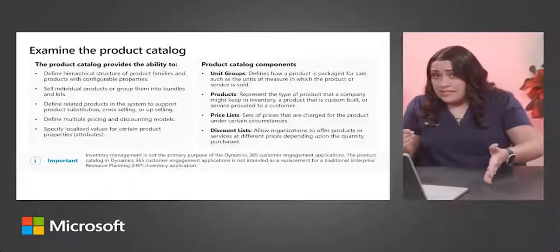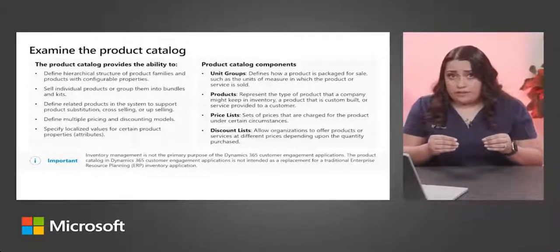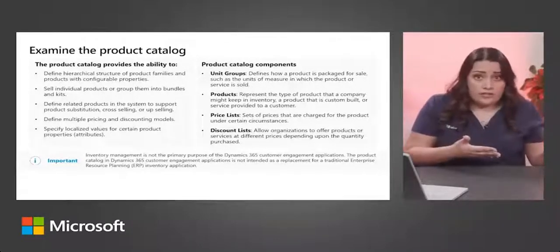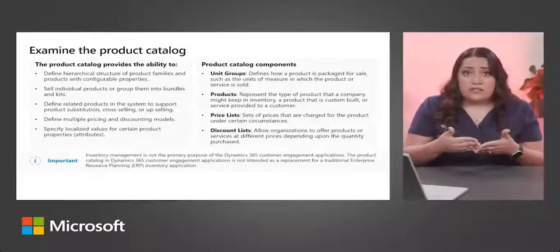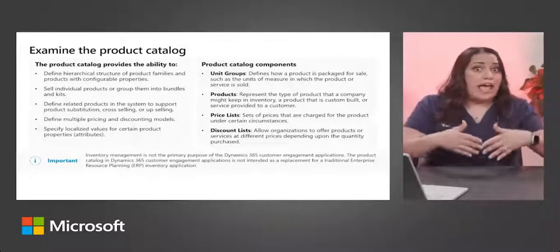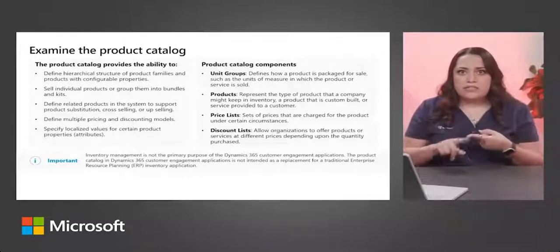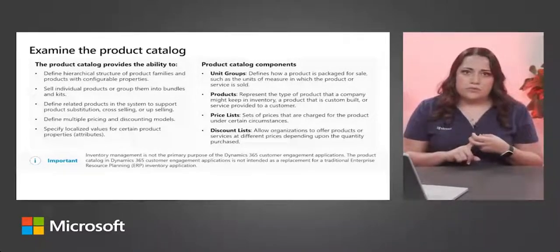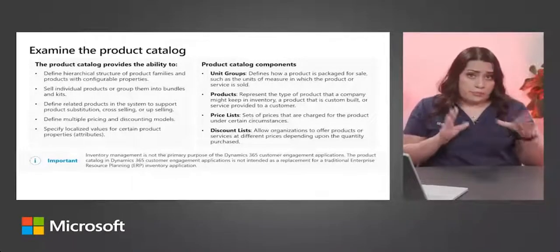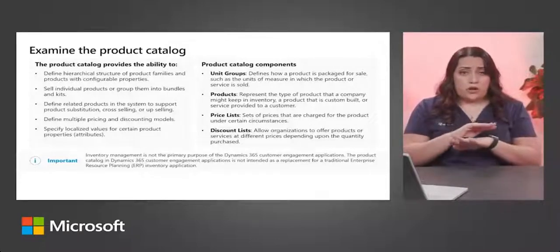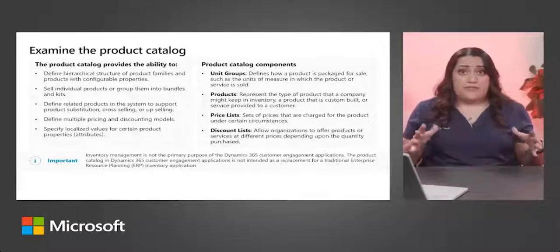And the price list is how you charge for the products. And then, if you are going to offer discounts, you have a discount list that tells your sales team about any available discounts like bulk discounts or wholesale discounts. And the product catalog is going to be used across all of the Dynamics 365 apps.